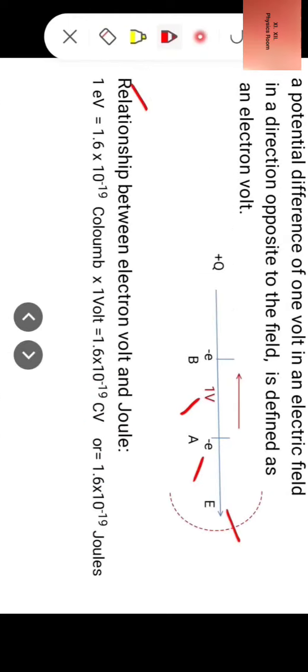Now, relationship between electron volt and joule. So when we write 1 eV, for e we write 1.6 into 10 raised to power minus 19 coulomb, and for V we put 1 volt. So it becomes equal to 1.6 into 10 raised to power minus 19 coulomb volt, or it can be written as equal to 1.6 into 10 raised to power minus 19 joules. So 1 coulomb volt is equal to 1 joule.